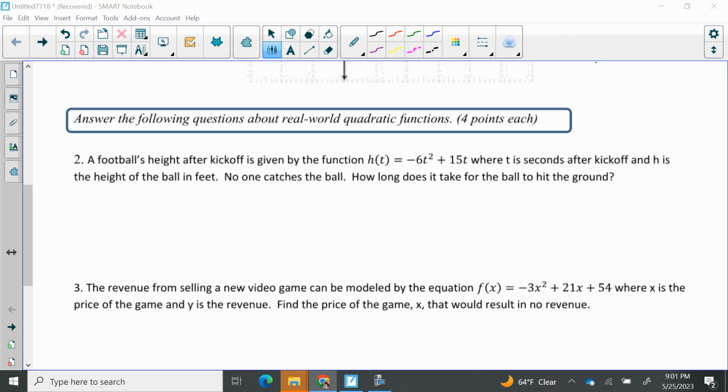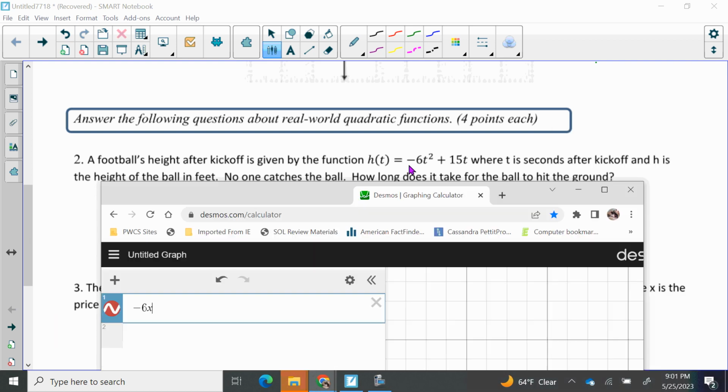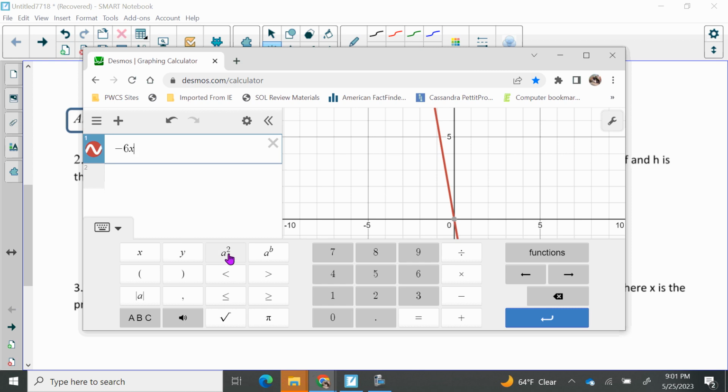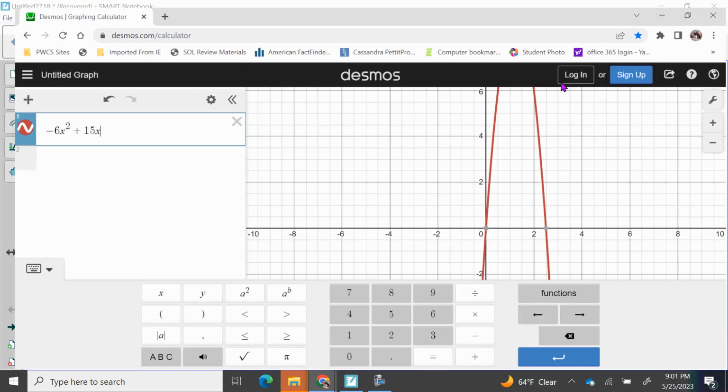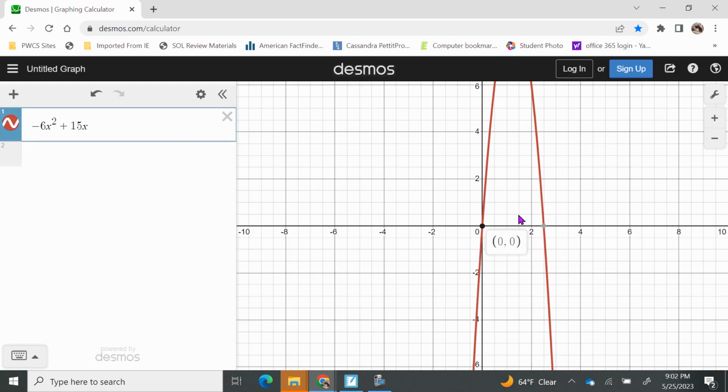This is -6 x squared. I'm going to put this in, and I know you guys don't see me doing this yet. Let me put this over here. Plus 15x. Okay, so I'm putting in -6x squared plus 15x. Did we say t? Yes, we did, but in Desmos we have to use x. Okay, so this is where it starts, and then the function hits the ground again after 2.5 seconds.